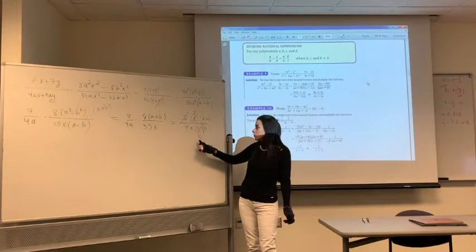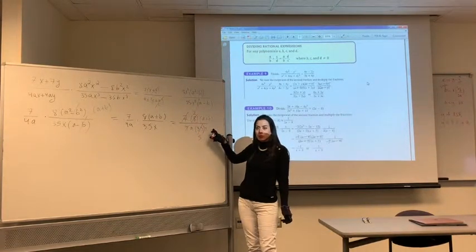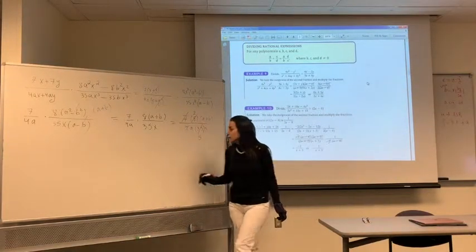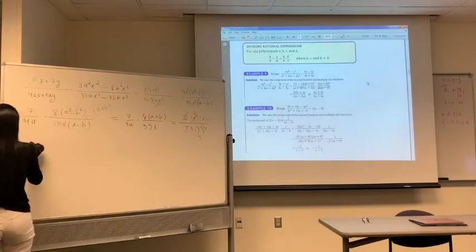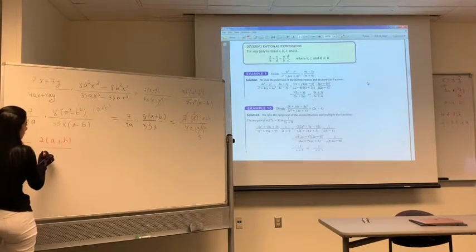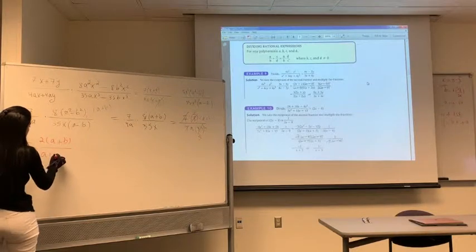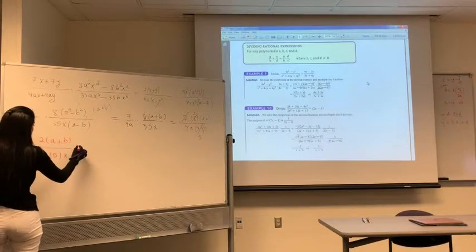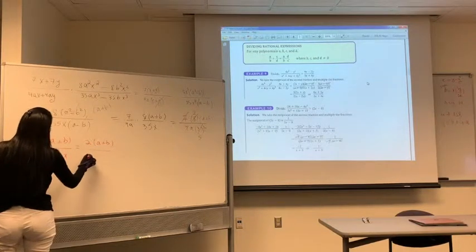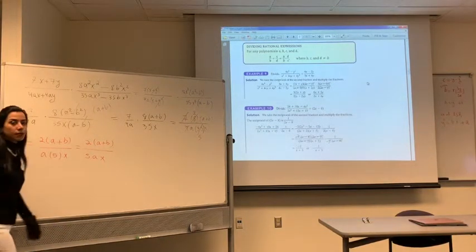So we have 2 multiplies to this one, which is not cancelled. A multiplies to 5 multiplies to x, correct? Do you see what remains here? So we have 2 multiplies to a plus b, a, 5x. We can write down 5ax, correct?